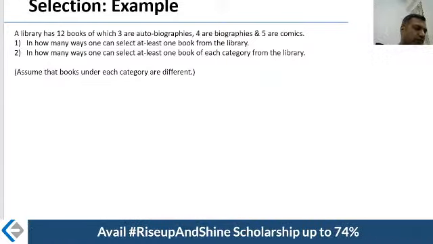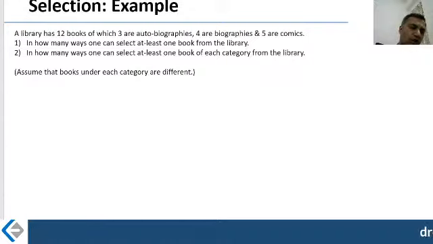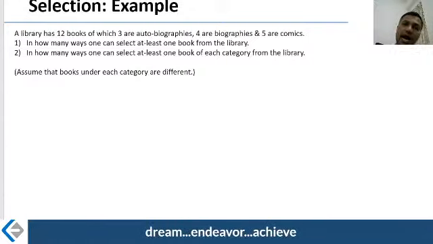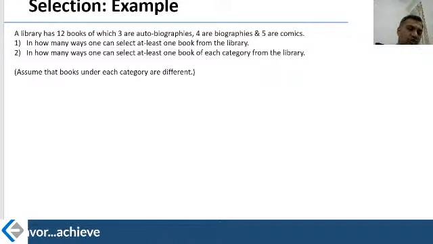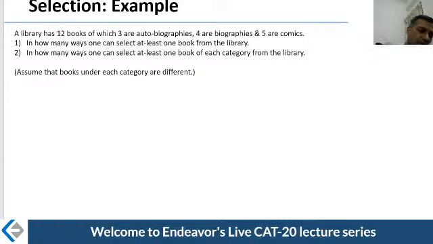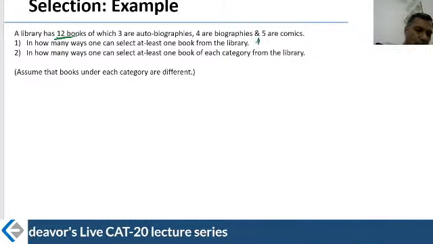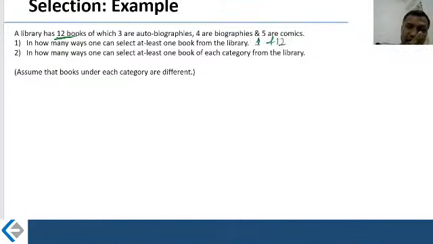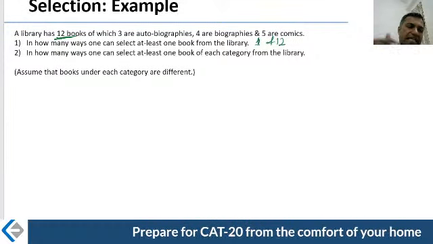Fair enough. Now this is all the contents of that particular library. First one: in how many ways can one select at least one book from the library? Selection of at least one book. How is the second one different? Read that question: in how many ways can one select at least one book of each category from the library? Meaning, in the first case, at least one book out of the 12 books. I'm not saying exactly one, I'm just saying at least one of 12.